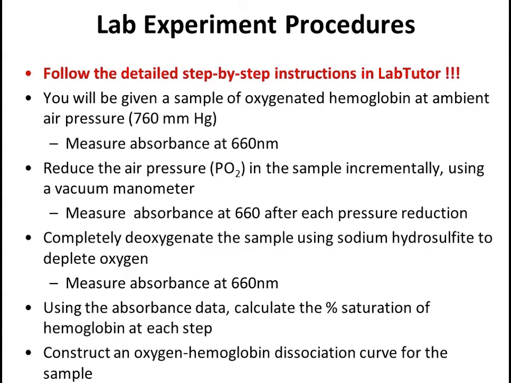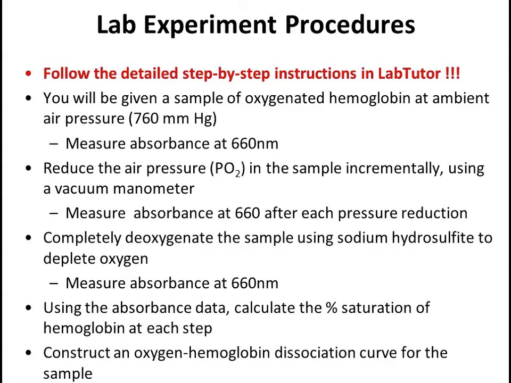In the lab, you'll be given a sample of oxygenated hemoglobin at ambient air pressure, which is 760 millimeters of mercury. You'll measure the absorbance of that sample at 660 nanometers. And then you'll reduce the air pressure, which also reduces the partial pressure of oxygen in the sample, incrementally. And to do this, you'll use a vacuum manometer. And again, you'll measure the absorbance after each reduction in pressure.